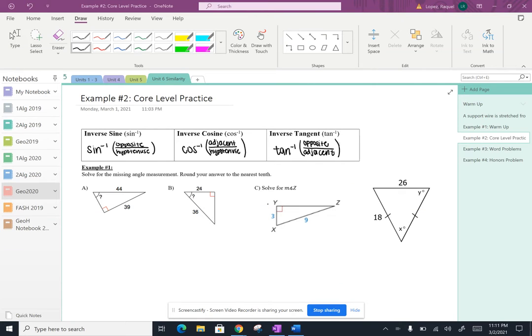Geometry. In this video, we're going to go over these practice problems that you see on the screen. These are considered core level practice. They are straightforward practice problems.